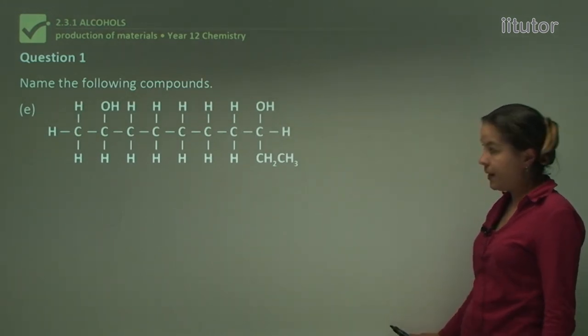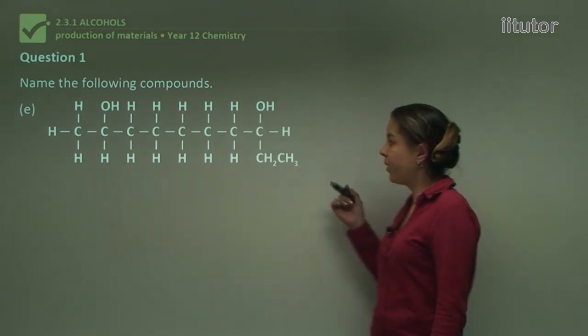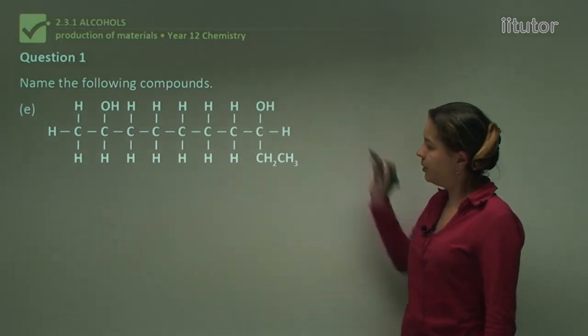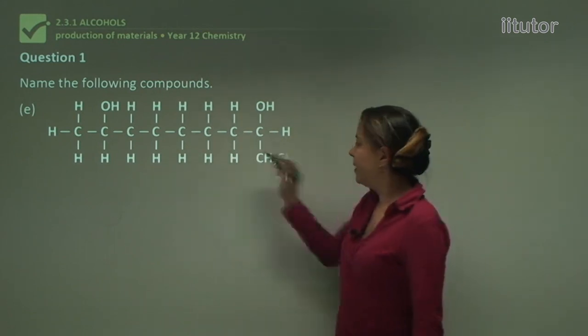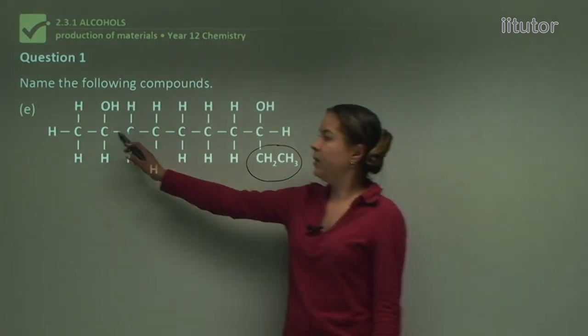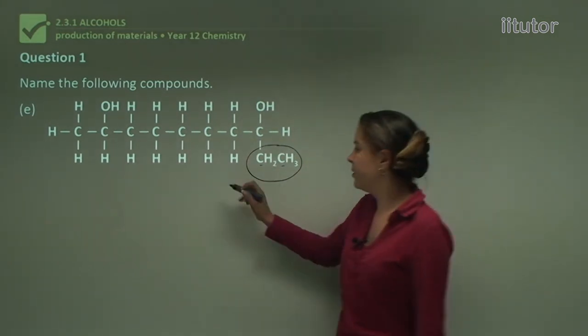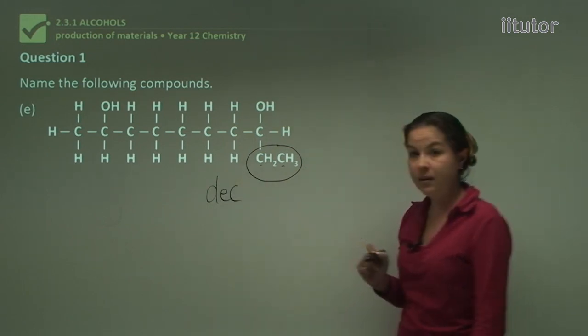Part E, so name this compound. So once again, start by counting the number of carbons. So there's actually 10 in there. And don't forget, there might be things hanging off the end. So 1, 2, 3, 4, 5, 6, 7, 8, 9, 10. So it's going to have dec in its name.